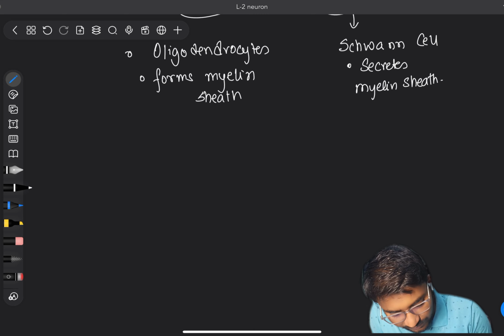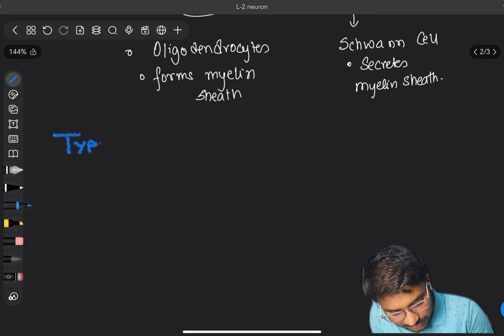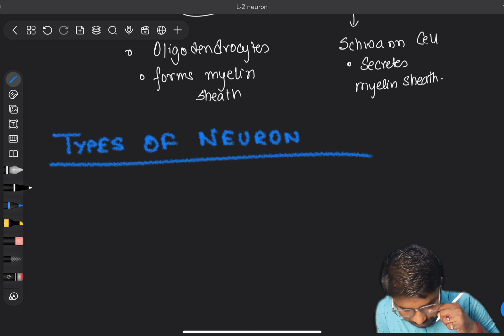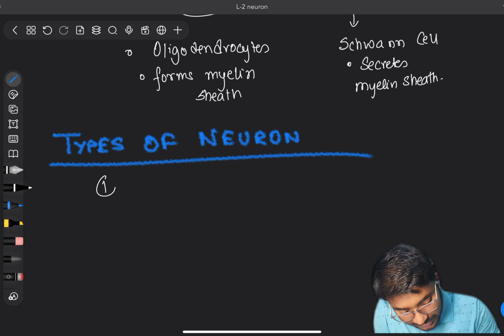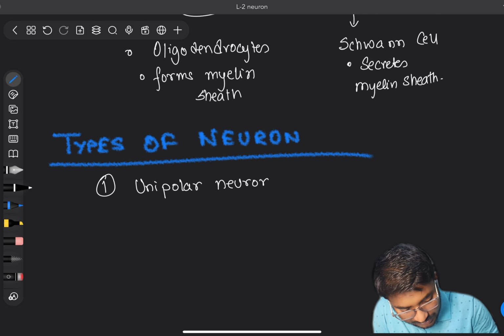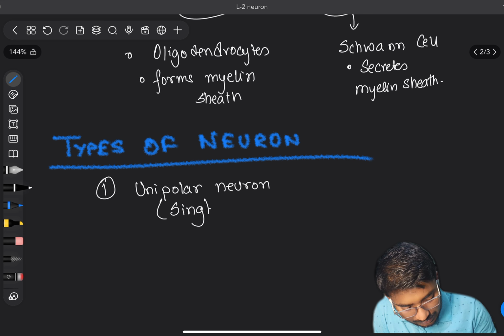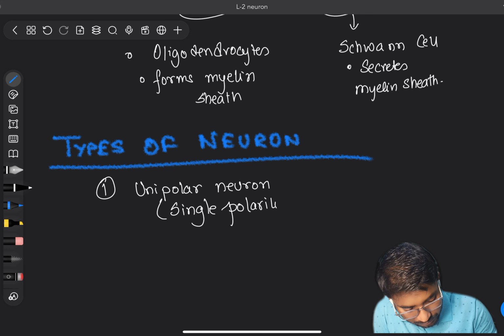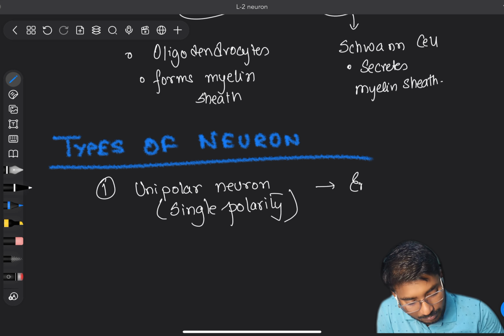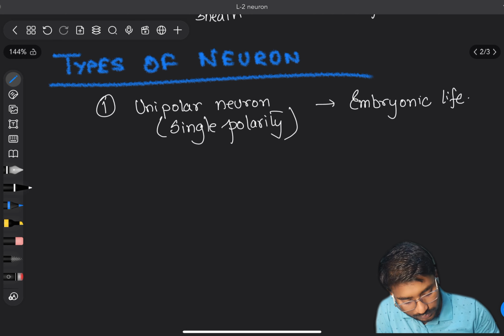So now come to the types of neuron. Types of neuron can be unipolar. Unipolar means single polarity. So the unipolar neuron is seen in embryonic life.